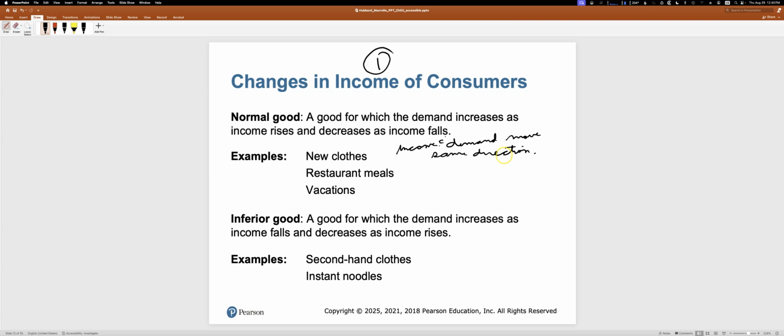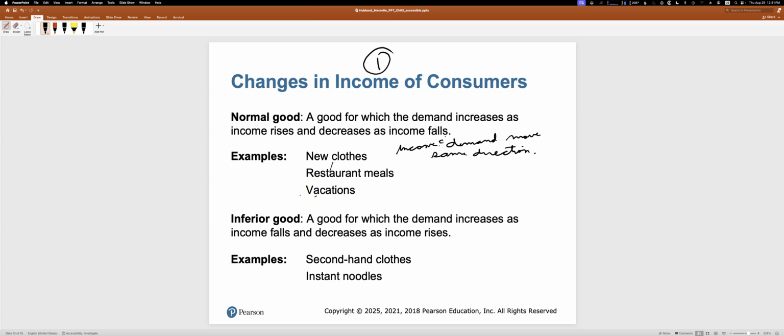And what that means is that poor people, right? If I just lost my job, meaning my income went down, I'm not going to do any of these three things, right? I'm not going to buy new clothes, not going to go out to a restaurant, not going to take a vacation. If I get a promotion and my income goes up, or I win the lottery, then I'm going to do all three of these things, right? So they move in the same direction. 80 to 90% of all goods are normal goods.